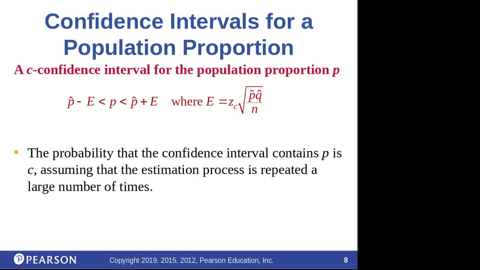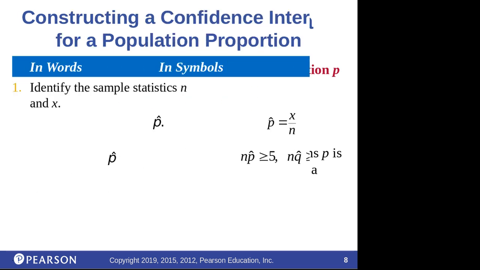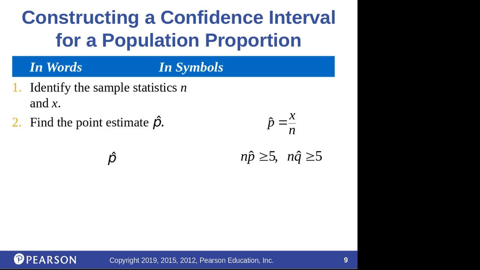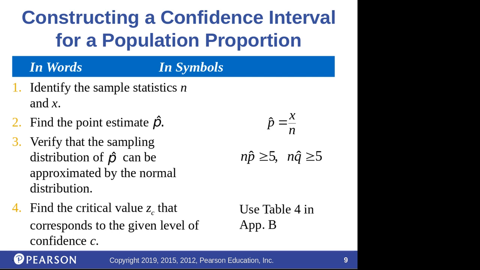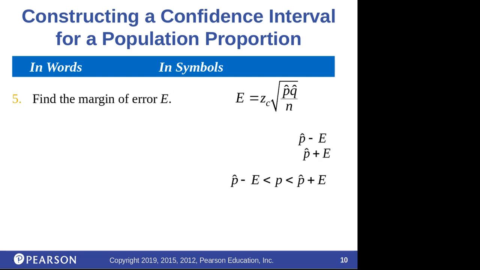So the probability that the confidence interval contains your proportion is C. And so that's our confidence value. Notice we get a Z critical value for this, right? So we want to identify your sample statistics. Oh, are we dealing with p? And is our chance of success times n greater than 5? And is our chance of failure times n greater than 5? So we want a large proportion here. We find the point estimate, which is x over n. And then we find the critical value of z that corresponds to the confidence level. So let's go back here. All right, and we find the margin of error.